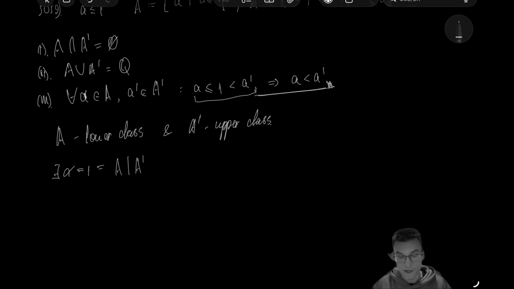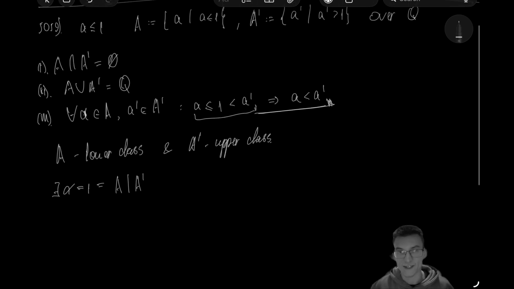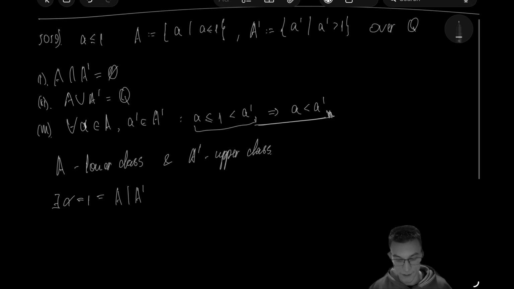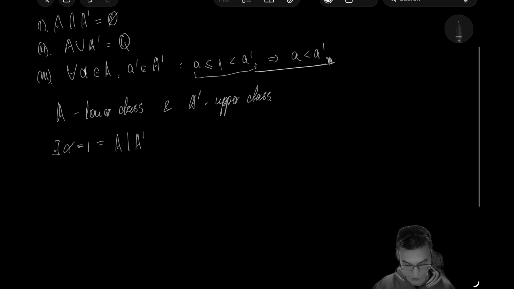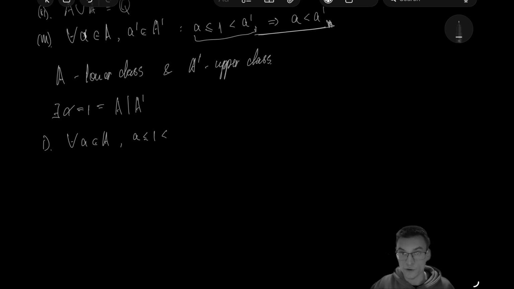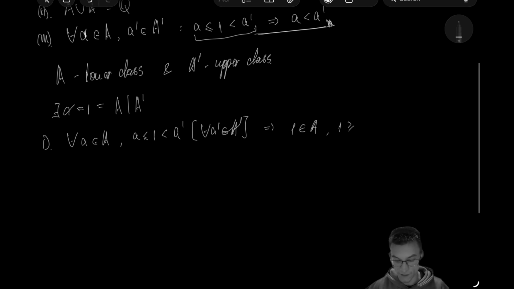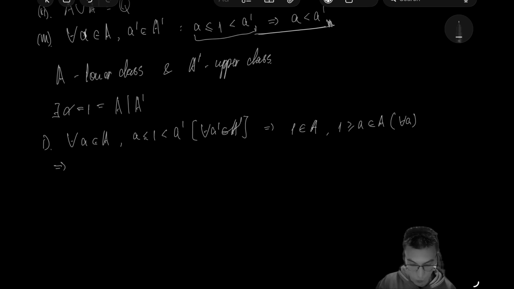Well, in this particular case, when we have a less than or equal to 1, there is one interesting thing. The thing is that our lower class A has a maximum element, which is 1. And we can actually show this. We can show that for any a which belongs to the lower class A, a is always less than or equal to 1, which is in turn less than any value from A prime. This points to the fact that 1 belongs to the lower class, and at the same time, 1 is the greatest element in this lower class, which means that 1 is the maximum in our lower class.